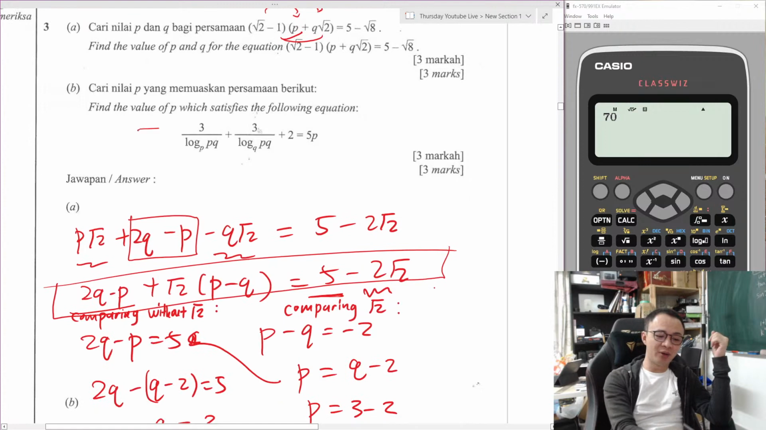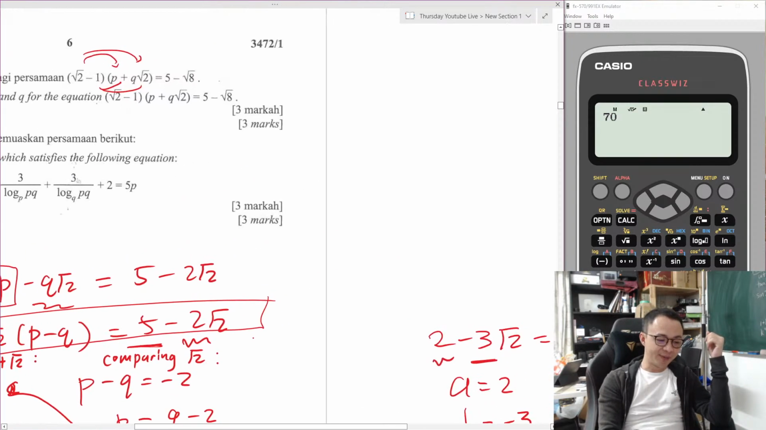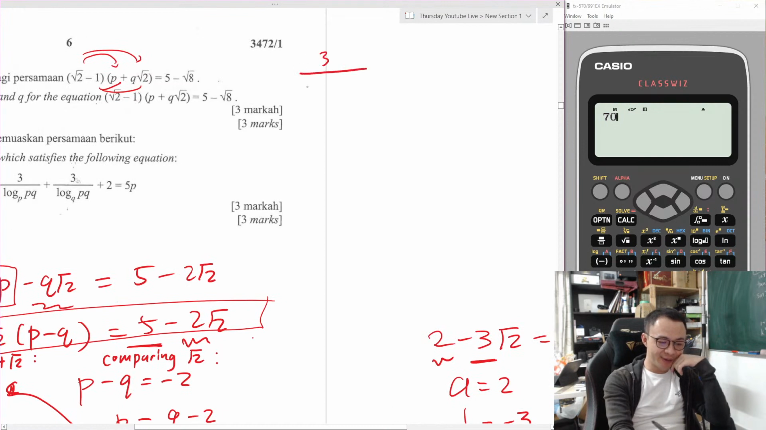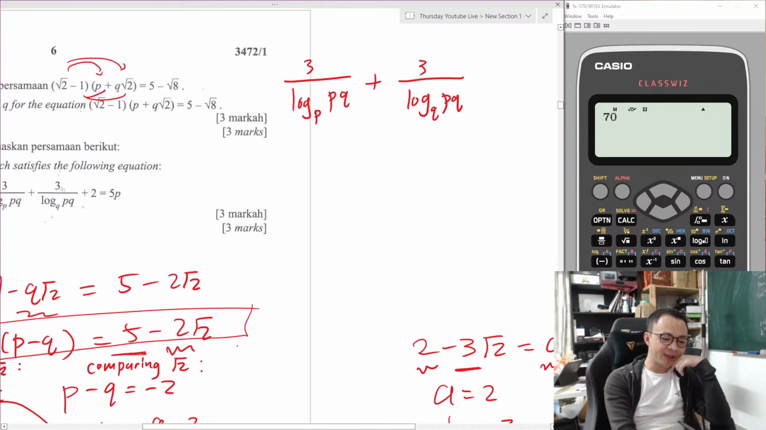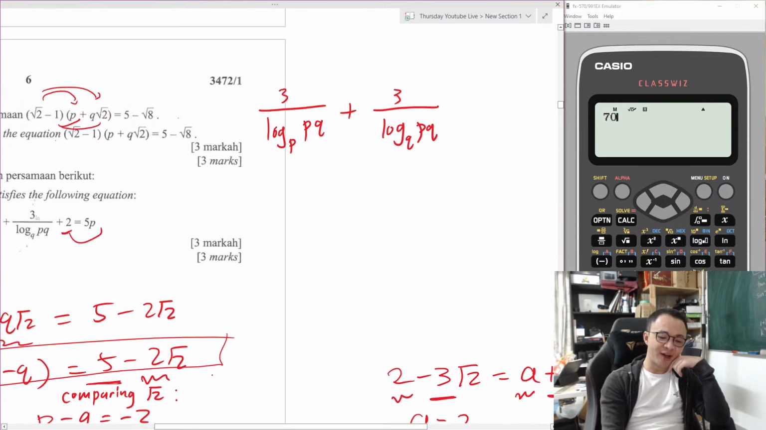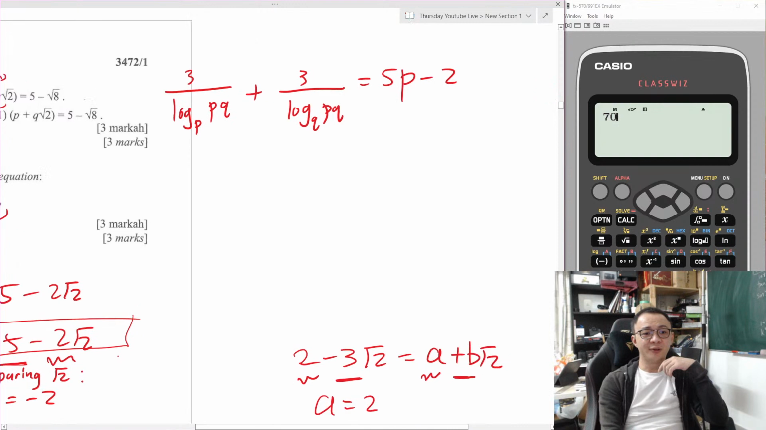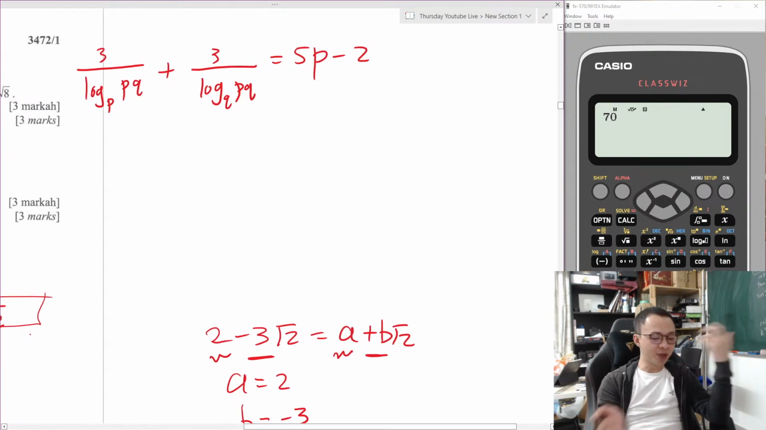And then we still have one more log question. Let's do it. Alright, it seems a lot of work here. This is log p, pq, plus 3 over log q, pq. I don't like the 2 on this side, so I'm going to throw my 2 to the other side, become 5p minus 2. This is the whole thing I copy from the question.